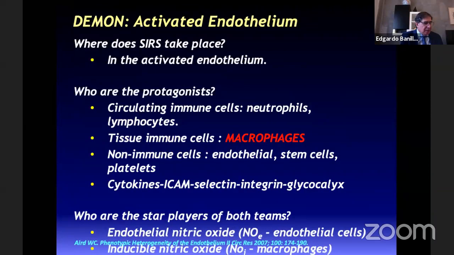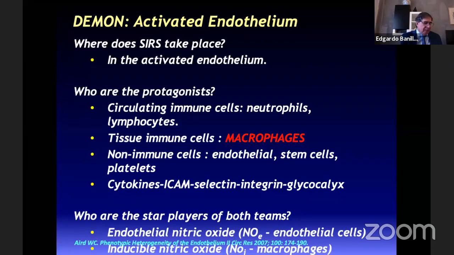Where does SIRS take place? In the activated endothelium, which becomes a demon. Who are the protagonists? Circulating immune cells, tissue immune cells or macrophages, and non-immune cells. Other factors are cytokines, adhesive molecules, selectin, integrin, and glycocalyx, which is a semi-permeable membrane.